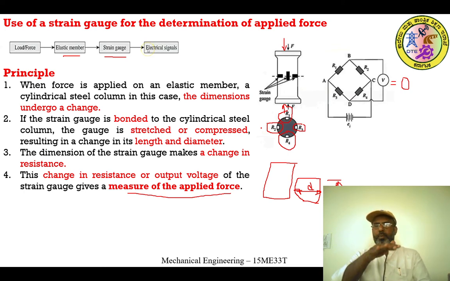When you apply the load, the steel column gets compressed, and the strain gauges which are attached to the loading column also get strained. Their electrical resistance changes, and that resistance change is directly proportional to the applied force. This is the principle employed in strain gauge type load cell. I hope it is clear for you.